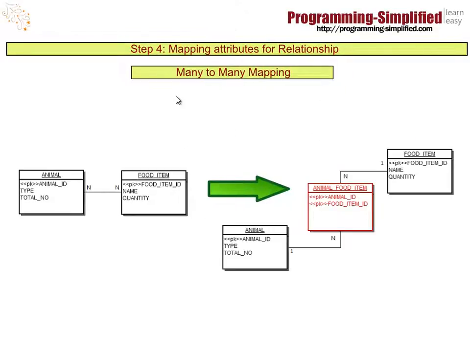Now mapping many-to-many relationship is little bit laborious than one-to-one and one-to-many relationship. Over here, we have to create a new table with a compound primary key comprising of the primary keys of the related table. The new table, which is named using the combination of the related table, so it's animal underscore food underscore item, and the compound primary key is the combination of animal ID and food item ID.